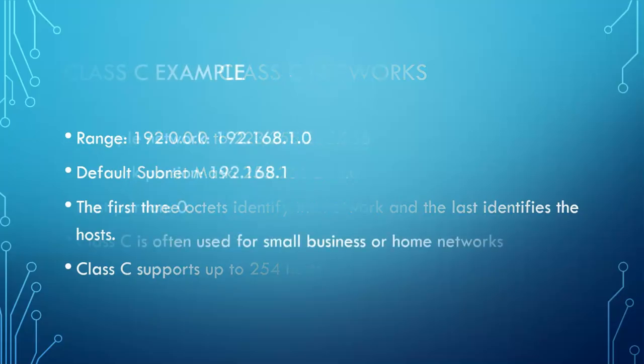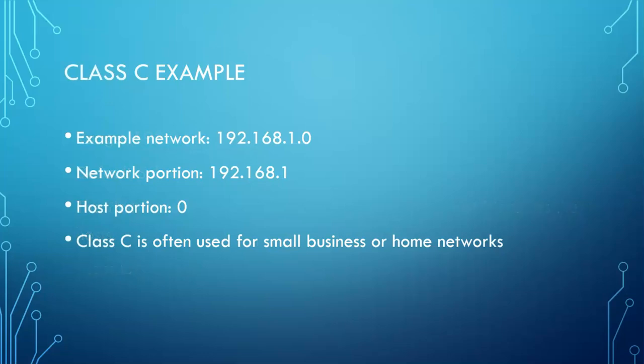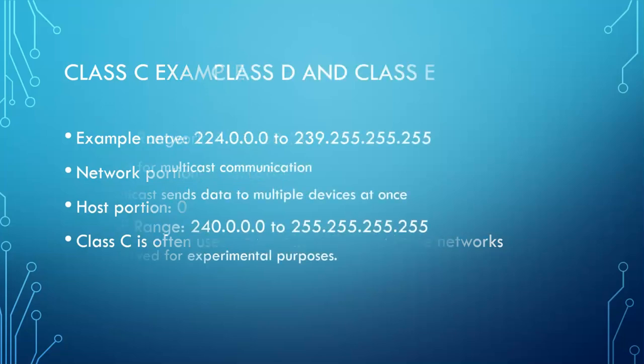An example of a Class C network commonly is 192.168.1.0. You'll see that a lot. Many home routers actually use the 192.168 range. For example, 192.168.1.10 might be a computer, 192.168.1.20 might be a phone, and 192.168.1.30 might be a printer. All of these devices are in the same network but have different host addresses.